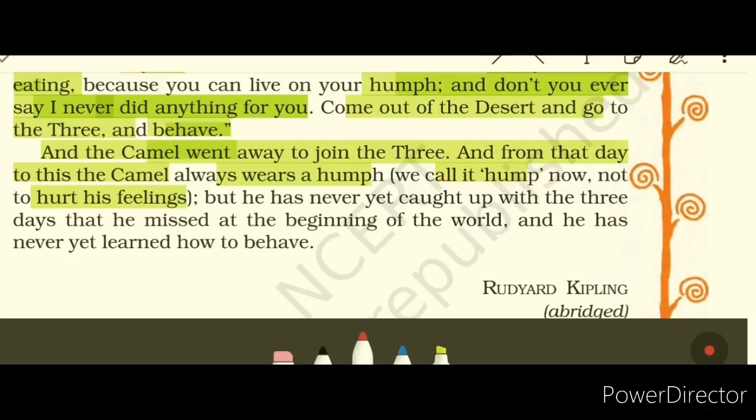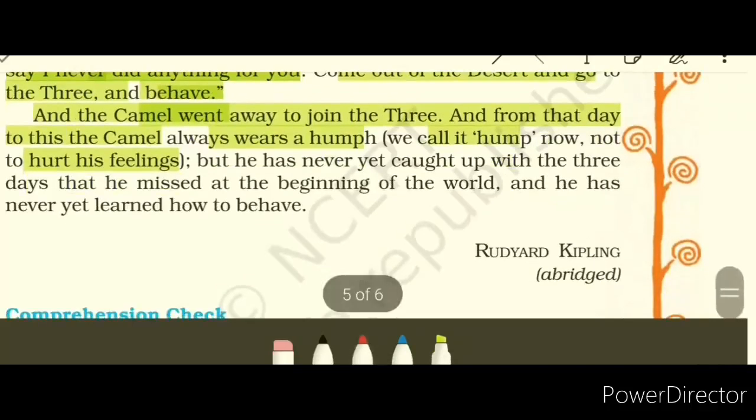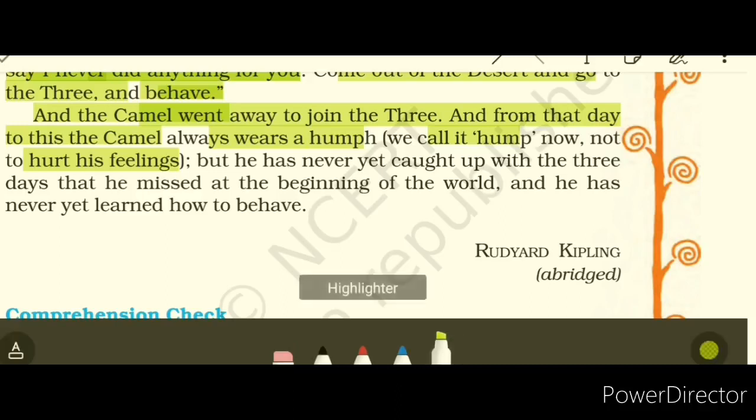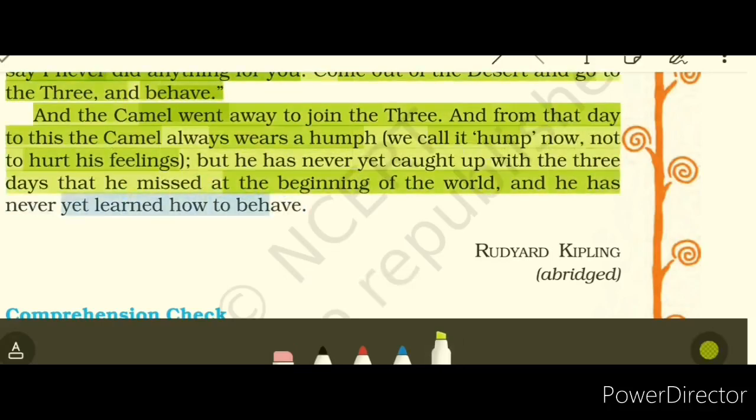Okay. And since the day the jinn gifted him this hump, it remained with him until this day. It would continue to stay with him, I believe. But he has never yet caught up with the 3 days he missed at the beginning of the world, and he has never yet learned how to behave. But then nothing much seems to have changed with the camel, is what the writer suggests here. Okay. But the hump is one thing that changes, isn't it?